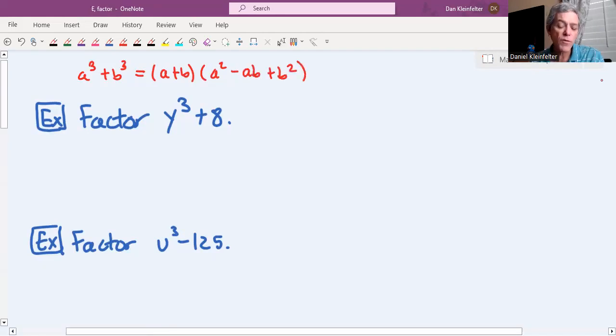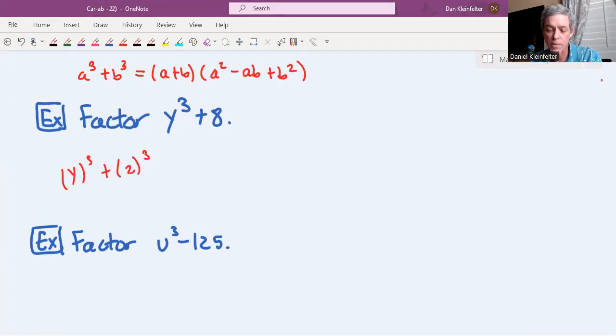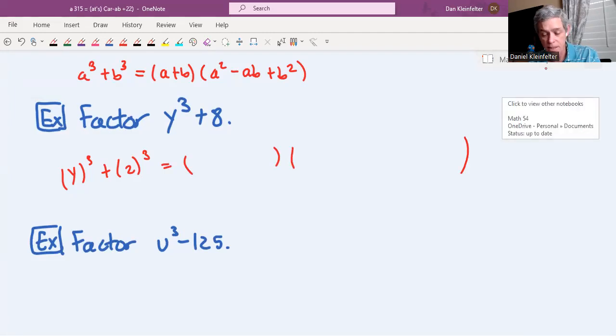There we go. So for y cubed plus 8, this is, of course, y cubed plus 2 cubed. So for the purposes of our formula, our a will be like the y, and our b will be the 2. So we have a binomial times a trinomial. The binomial is just the sum of the two things getting cubed. So here it's y plus 2.